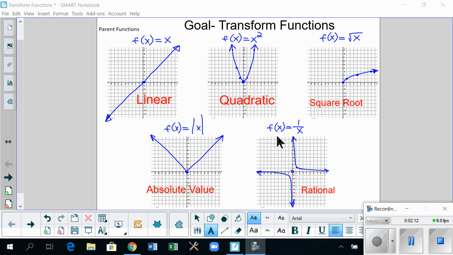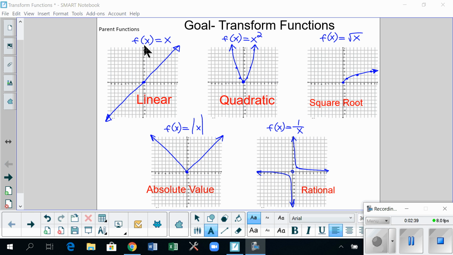One thing you'll notice that all of these parent functions have in common is they all have a center or a vertex at the origin. So this line passes right through the origin. This parabola has its vertex right at the origin. Same with the square root. The absolute value, the vertex of this absolute value is at the origin. And the center of this rational function, this hyperbola, is also at the origin.